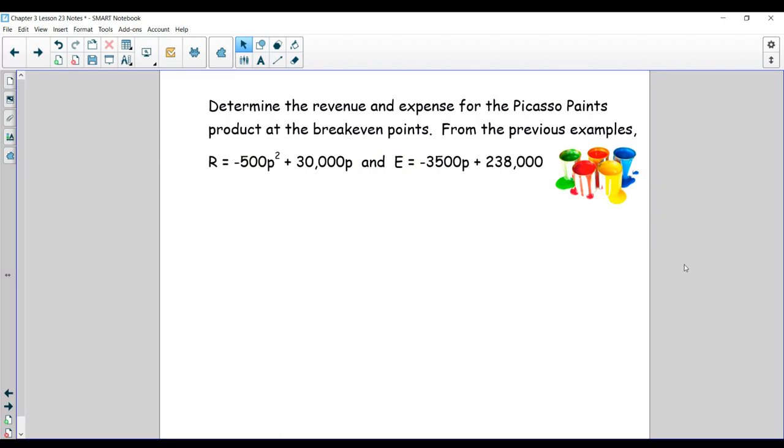Okay, I want to determine the revenue and expense for this at the break-even point. So I just did a revenue equation on the previous page, and I did an expense one on the page before that. So here are the two equations. So what I'm going to do is I'm going to use Desmos for this. So in class, I'm going to talk about how to manipulate Desmos around.